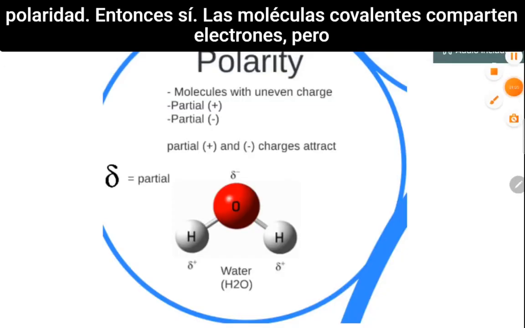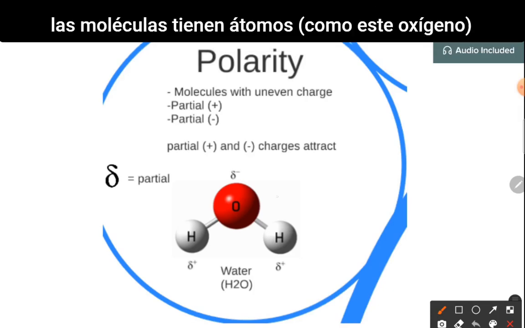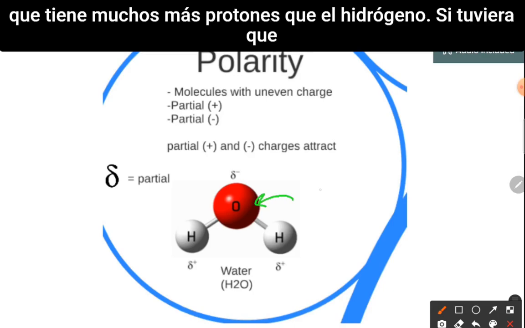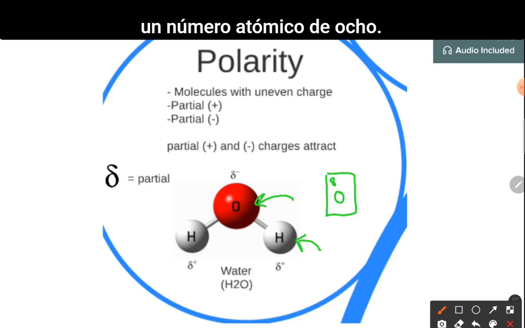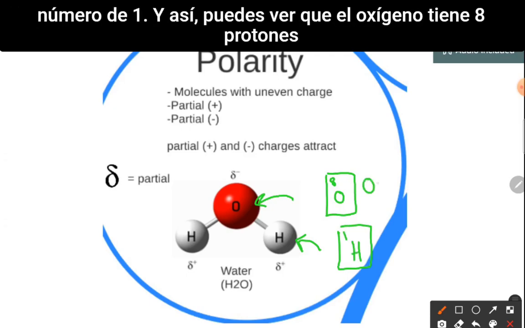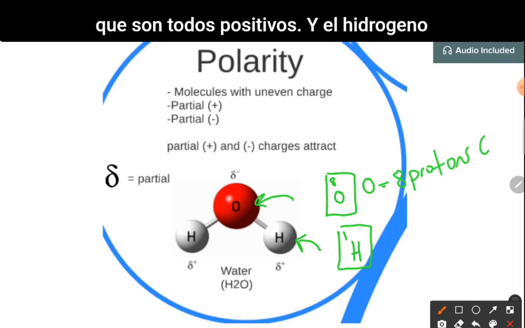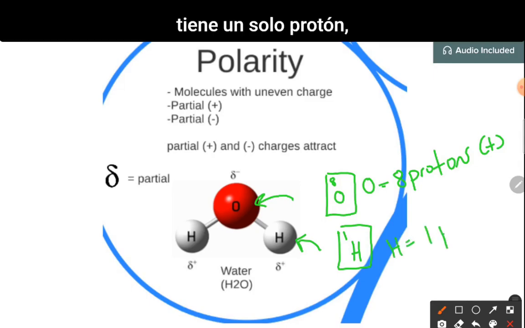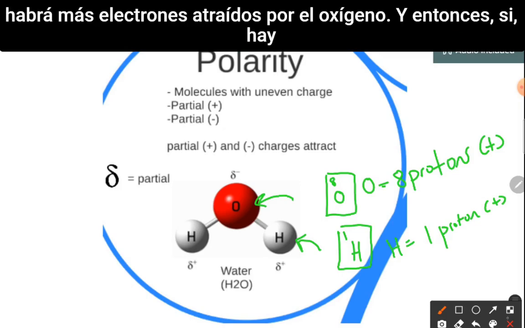But the story goes a little farther, so we have to talk about polarity. So yes, covalent molecules do share electrons, but they do not always do so evenly. And that is because some molecules have atoms in them, like this oxygen, which has many more protons than the hydrogen. If I were to show you the periodic table, you would see that oxygen has an atomic number of 8, whereas hydrogen only has an atomic number of 1. And so you can see that oxygen has 8 protons, which are all positive, and the hydrogen has only 1 proton, which is positive. And so as you can tell, there's going to be more electrons attracted to the oxygen.